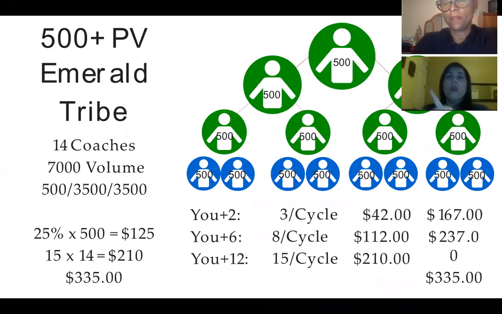Yep. So one last thing that I just want to go over, because I know we'll probably have people asking, Edith, what about those other numbers on here? On the left-hand side, under the 14 coaches, it says the total volume for the 14 coaches is a total of 7,000 volume. So the 500 is your personal volume, 3,500 on your left leg and 3,500 on your right leg. Okay, just want to make sure that.